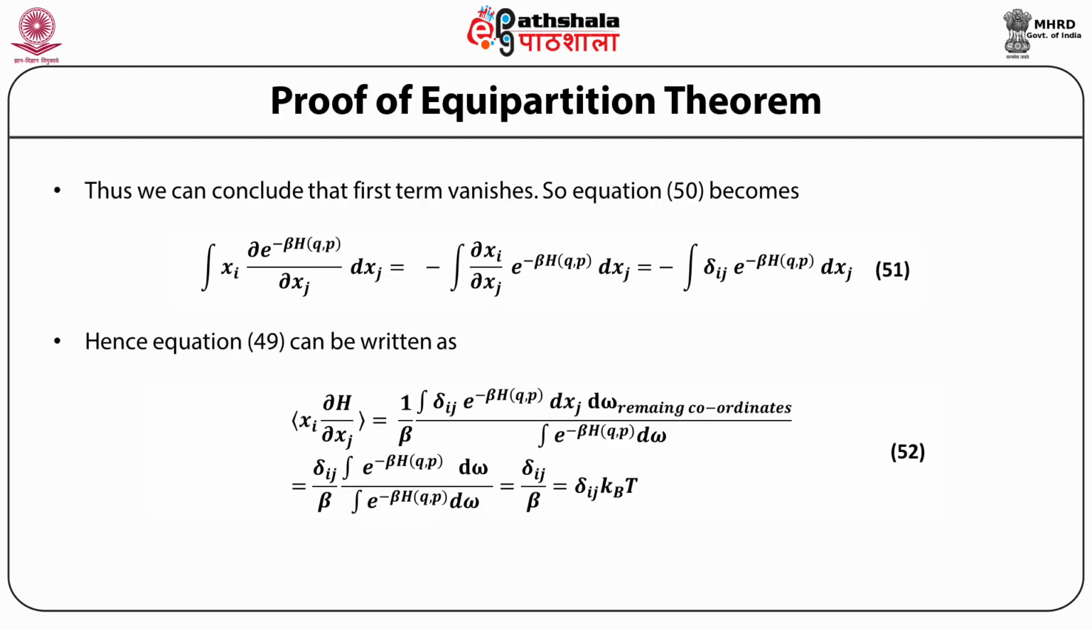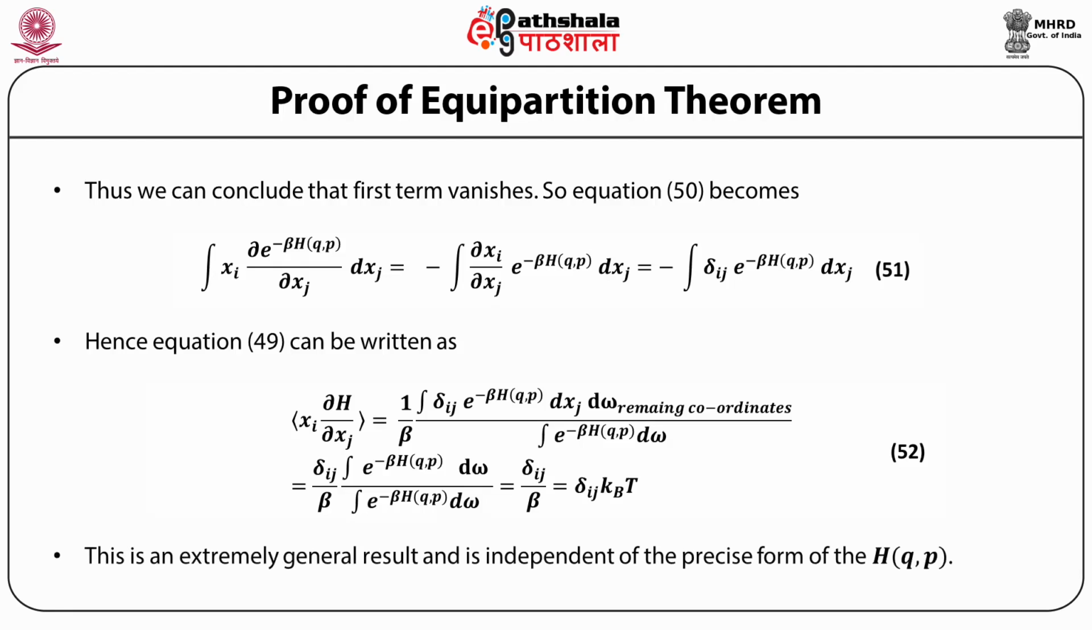which is equal to delta ij multiplied by the integral of e raised to power minus beta H(q,p) over the whole phase space divided by the integral of e raised to power minus beta H(q,p) over the whole phase space, which is equal to delta ij upon beta, which is equal to delta ij kBT. This is an extremely general result and is independent of the precise form of the Hamiltonian H(q,p).